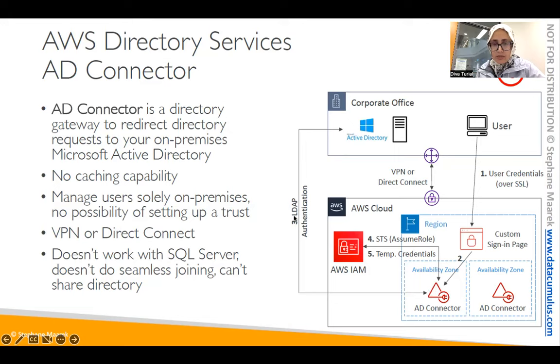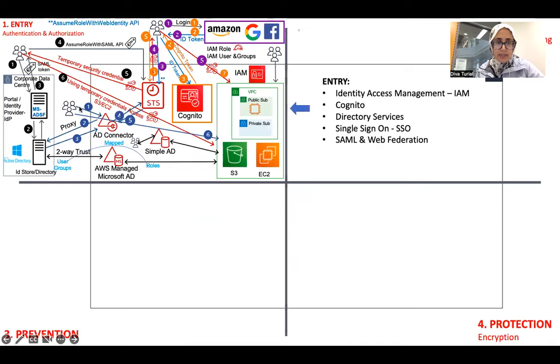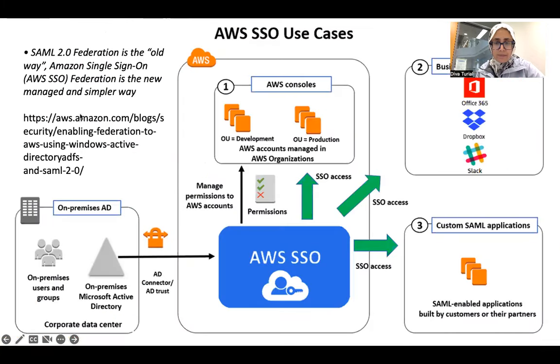The AD Connector is going to do authentication against the corporate office or data center directly, on-prem. And then number 4, they're given an STS token, and the STS temporary credentials are used to come through the AD Connector, and afterwards they use the directory or the AWS services. This slide might be a bit confusing, but if you follow the steps that I mentioned here in blue, it will be easier to understand.